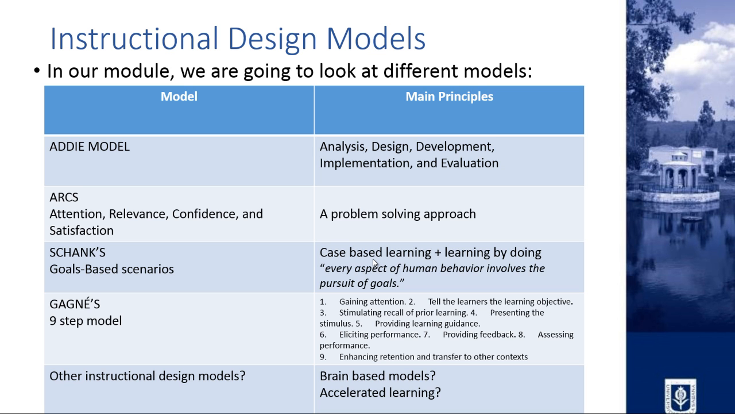We're going to look at stimulating recall of prior learning, so activating schemata or activating background knowledge. We're going to present the stimulus, so presenting, like the presentation practice production model, something like that. Five, providing learning guidance, so the teacher is going to guide students in the process. Then eliciting performance, so after students have worked with the content, then we start eliciting.